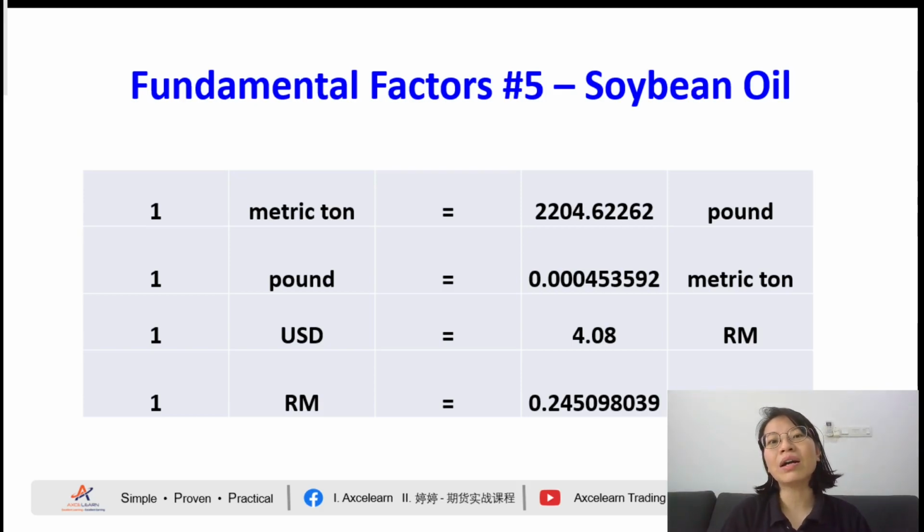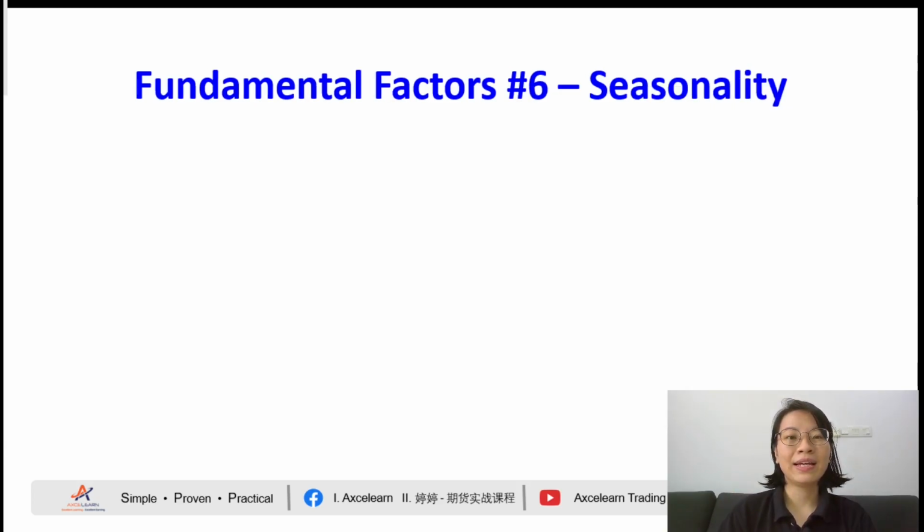But in the recent market, you can see that your crude palm oil is already at a premium. So this is something you can take as a reference as well, which is the discount and premium in between your soybean oil and your crude palm oil. Now, the last one will be your seasonality.